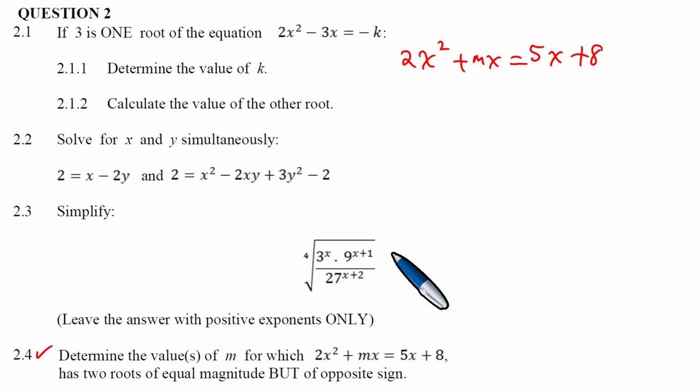Anyone home? So we need to determine the values of m for which 2x squared plus mx is equal to 5x plus 8 has 2 roots of equal magnitude but opposite what? But opposite sign.